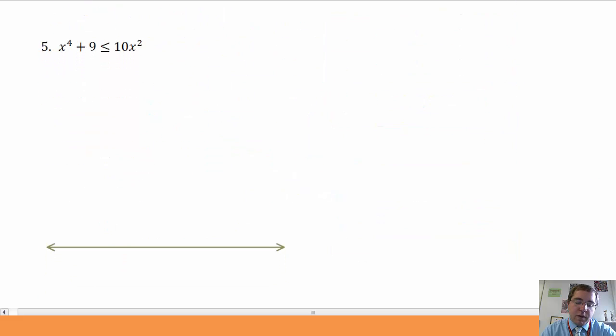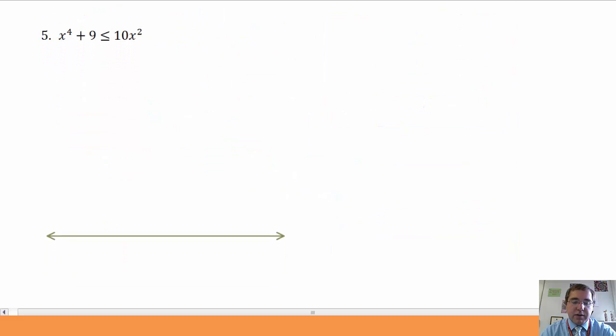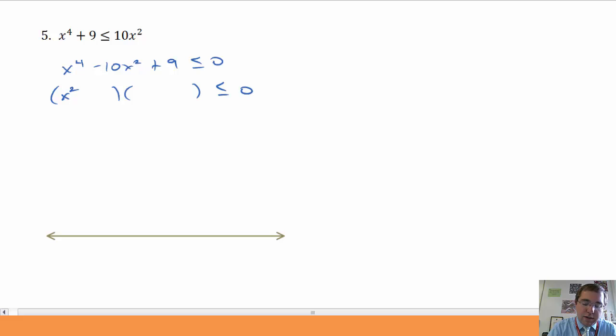Last example. X to the 4th plus 9 is less than or equal to 10x squared. Bring everything to one side, so x to the 4th minus 10x squared plus 9 is less than or equal to 0. Factor the left-hand side. And you've seen how to factor things like this, where you have a x to the 4th term and an x squared term, but no x cubed and no x. It just factors like normal, except instead of x and x, we have x squared and x squared. So factors of 9 that add together to give us negative 10, about negative 9 and negative 1.